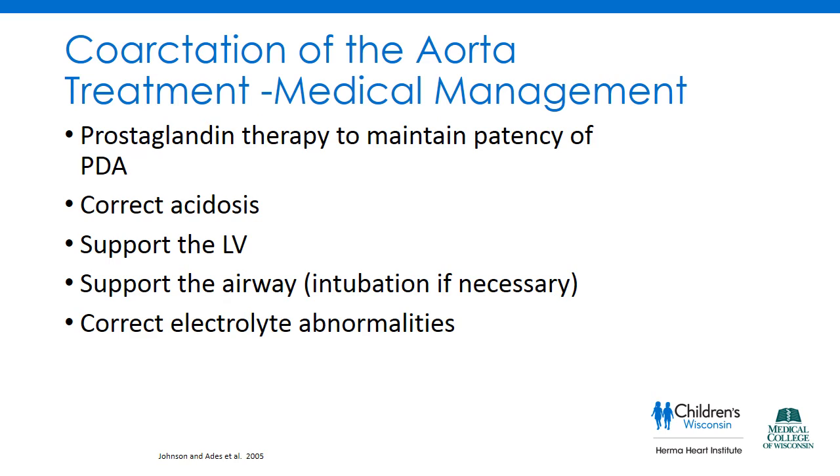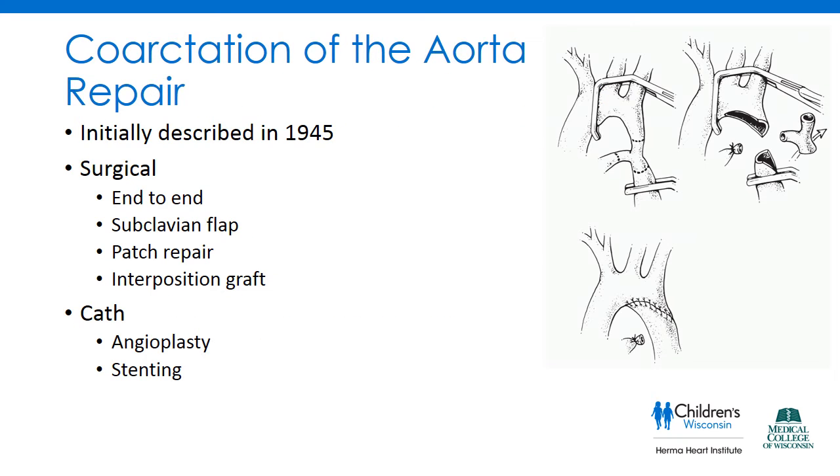So the treatment, really, in a baby, you can open up that patent ductus arteriosus with prostaglandins and help correct their acidosis and support their left ventricle. But repair is where you cut out that narrowing and then bring it back together. This is a description of an end-to-end anastomosis here. As I said, sometimes we can do this in the cath lab via stenting.